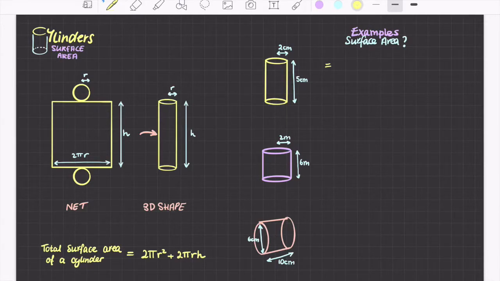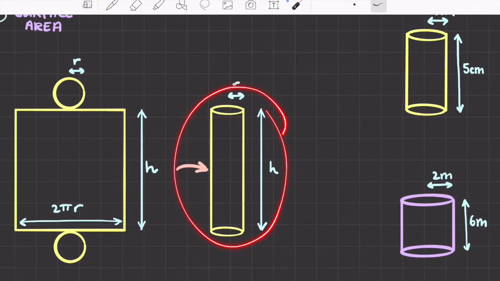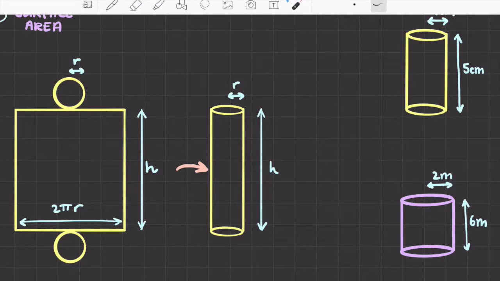Okay, so in this video we're going to have a look at the surface area of a cylinder, and we're looking at a closed shape here. So imagine I've got a cylinder, it's got a top and a bottom, it's got a lid and a base. Okay, so imagine I've got a shape like this. Maybe you could imagine a can of baked beans, something like that.